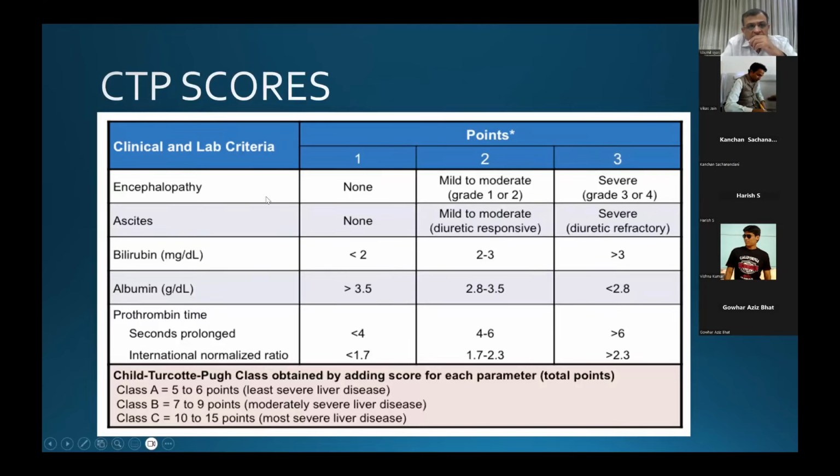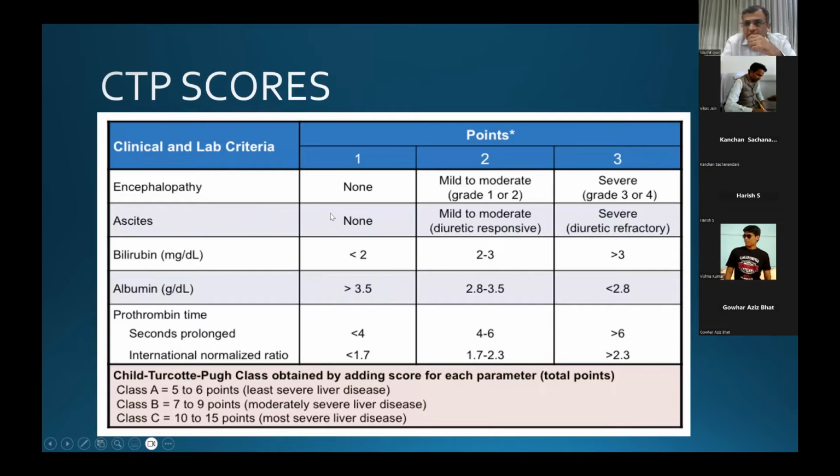Based on these synthetic parameters, we have the Child-Turcotte-Pugh staging system, Child A, B, C, point-based. And again, what you are essentially dealing with is the synthetic function: bilirubin, albumin, prothrombin time. Greater the elevation, greater are the points allocated, which means worse is the liver function. And along with that, you look at the encephalopathy and the ascites, depending on how much exists and whether you can control that.